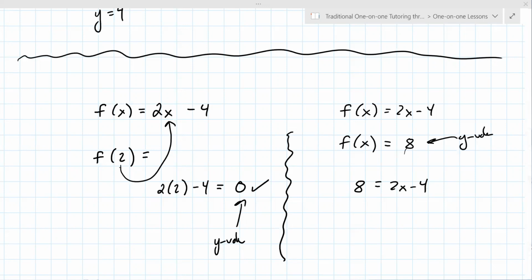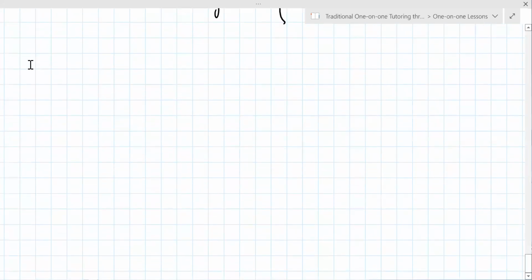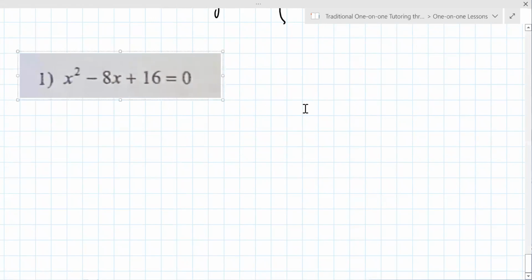Okay, now let's get back to what you wanted to work on today. I have no idea whether this is going to be on your exam, but let's get back to some factoring and see if we can get some of those in. All right, here's your very first factoring question. It says to solve by factoring. This one is in the right form. It's got everything on the left side of the equal sign.